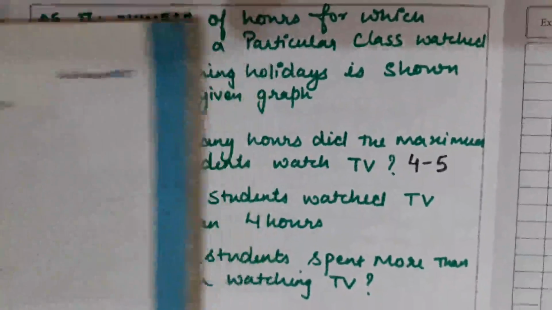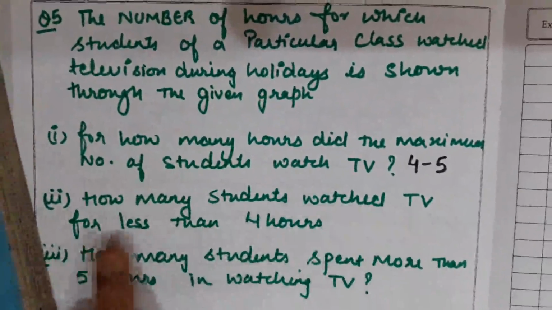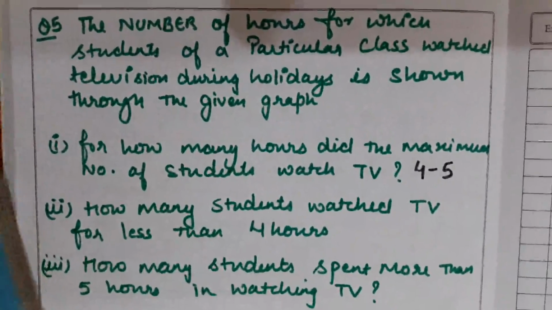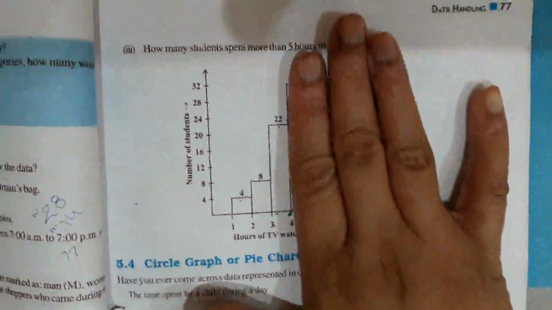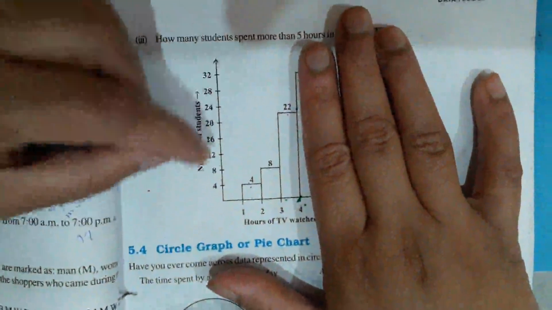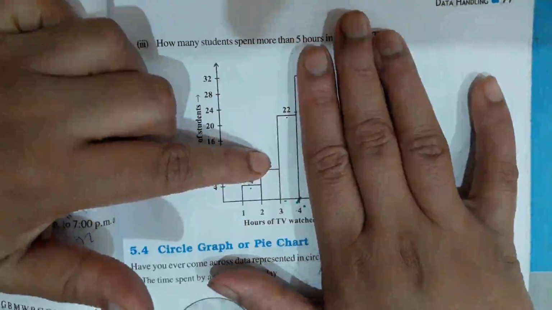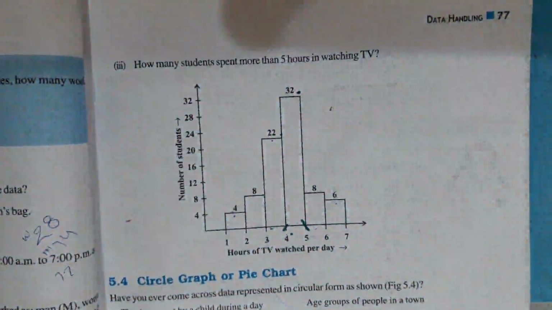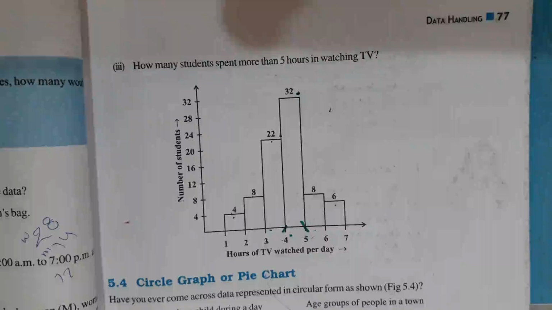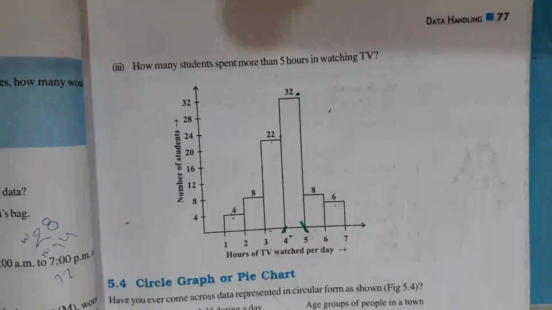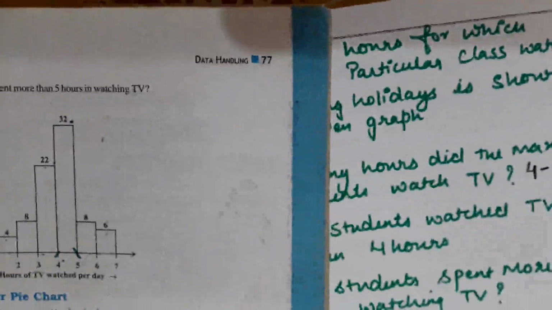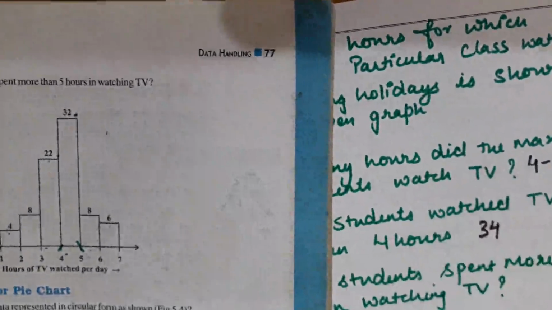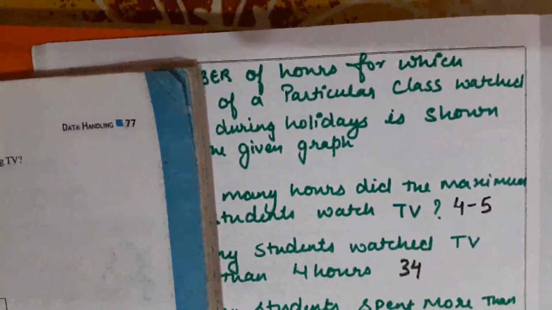Now the next question is, how many students watch TV for less than 4 hours? See, hide this part of the graph, and only concentrate on this much. It means 4 plus 8 is 12, 12 plus 22 is 34. So the answer will be 34 students are watching TV less than 4 hours.